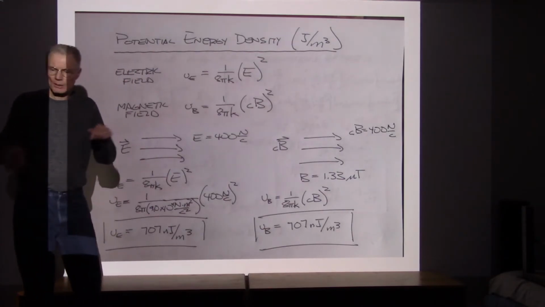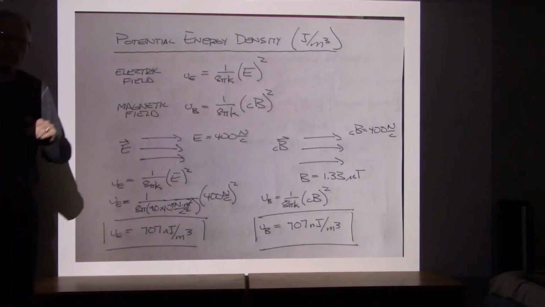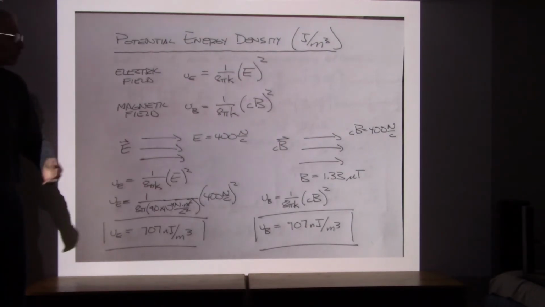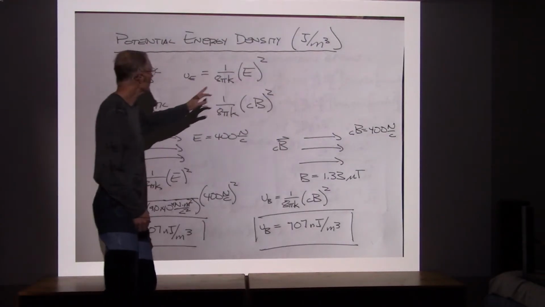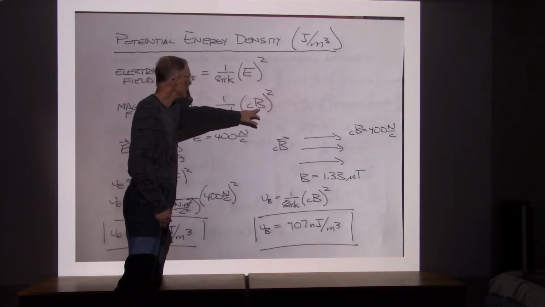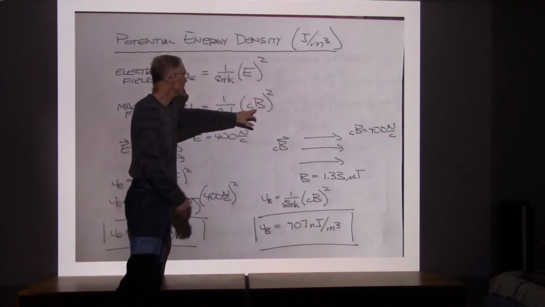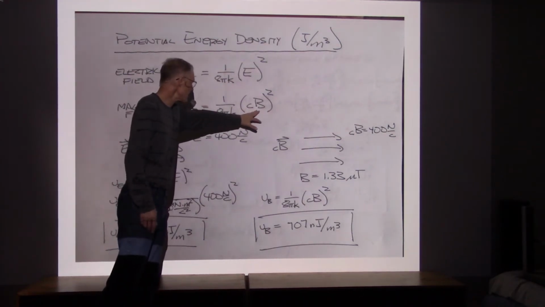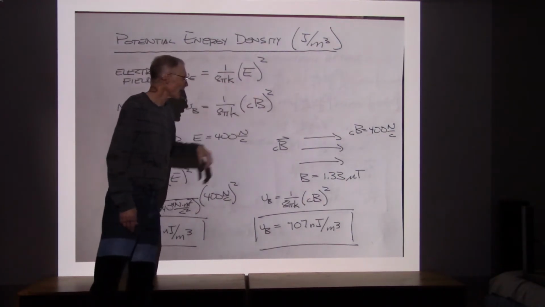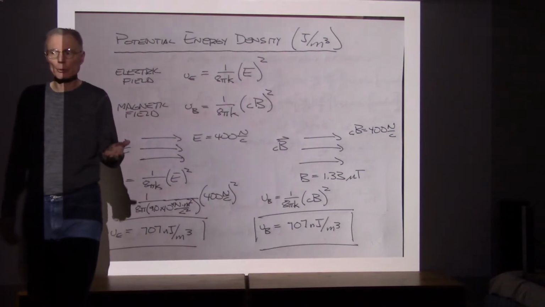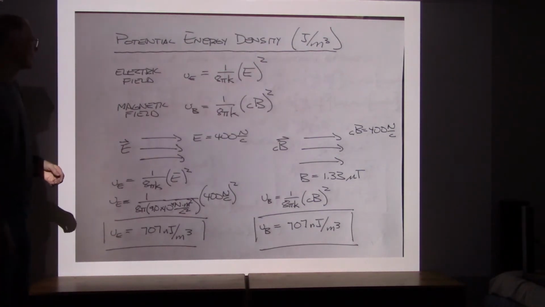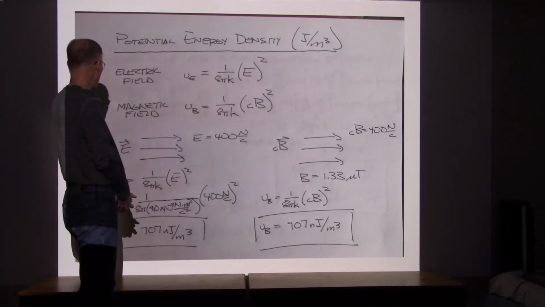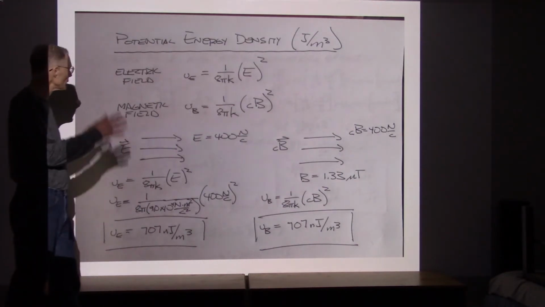Now, when you look at these energy density formulas with the epsilon naughts and mu naughts, they look different. They are different. But by writing the magnetic field not as B, but as C times B, that means that the CB now has the same units as an electric field. It's going to have units of newtons per coulomb, and then I can just use the very same formula and calculate the energy density. So let's try this.